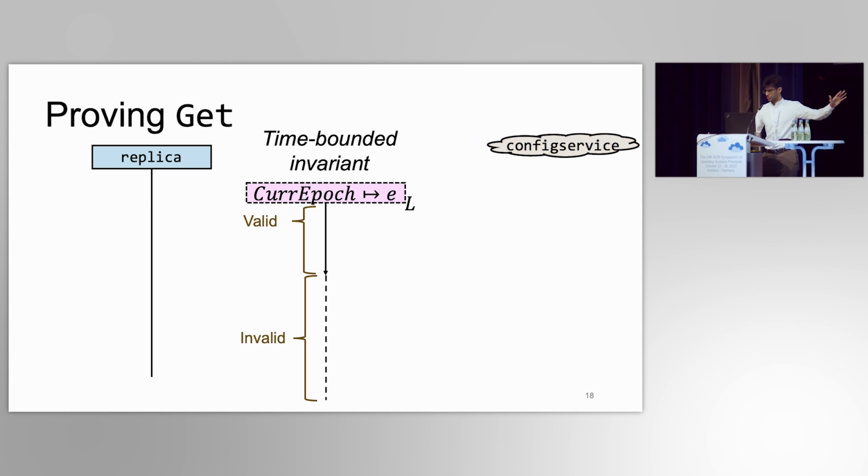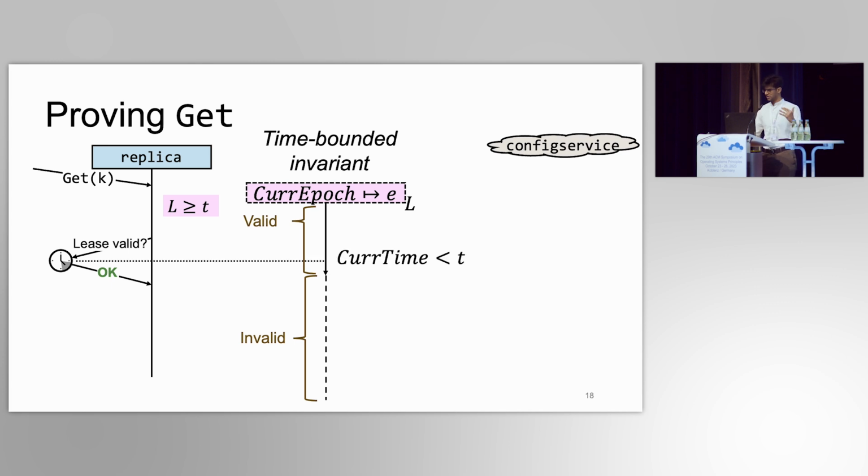Let's focus first on how the replica server makes use of this. The replica server keeps track of a lower bound resource L ≥ T, which represents knowledge that the lease is at least valid until time T. It gets this from periodic notifications from the config service in a background thread. When the replica server receives a get operation, it checks to see if the lease is valid, which more specifically means checking to see if the current time is less than T.